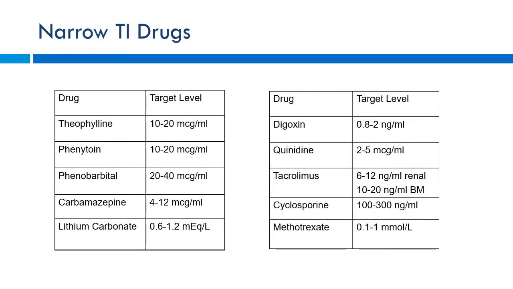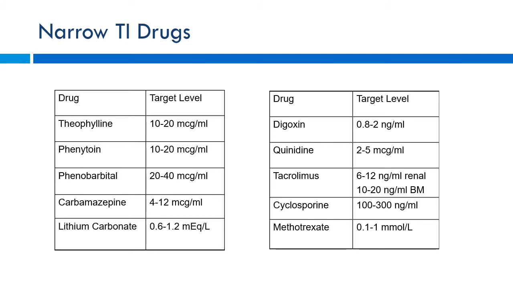Okay, just some examples of narrow therapeutic index drugs, and these are ones that are typically going to have a target level. So these are levels that you shoot for to make sure you're in that therapeutic range without getting more toxic. So don't memorize this list or these numbers by any means, but if you work with these drugs frequently, you'll become very familiar with dealing with these.